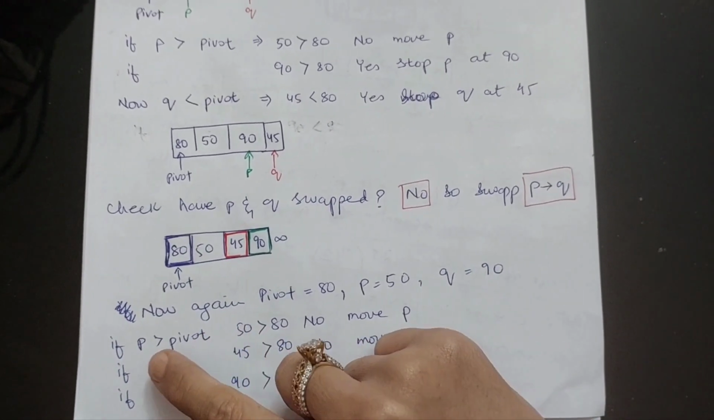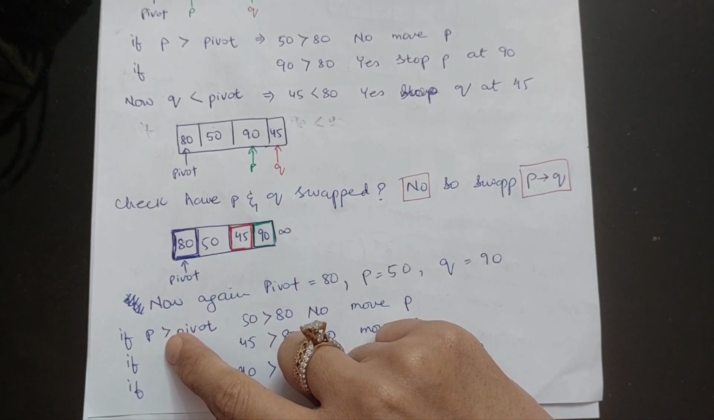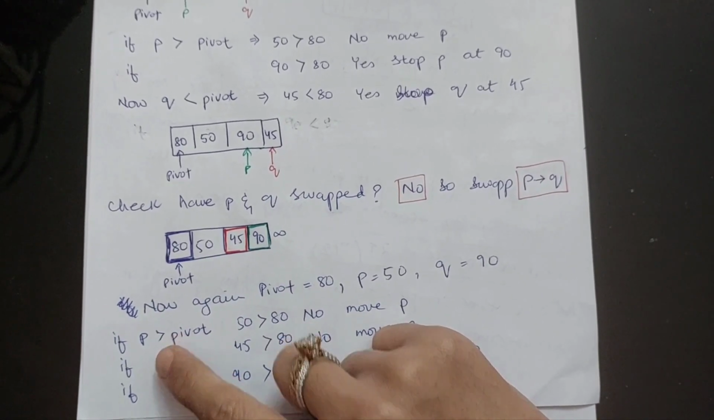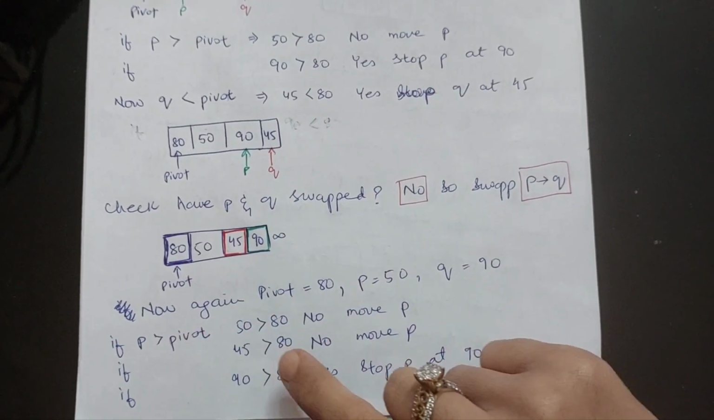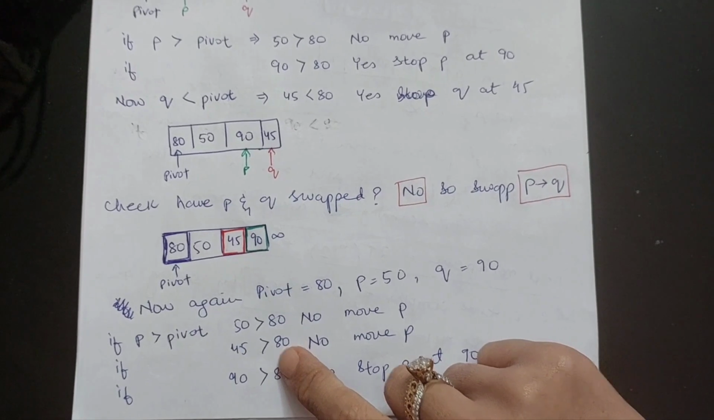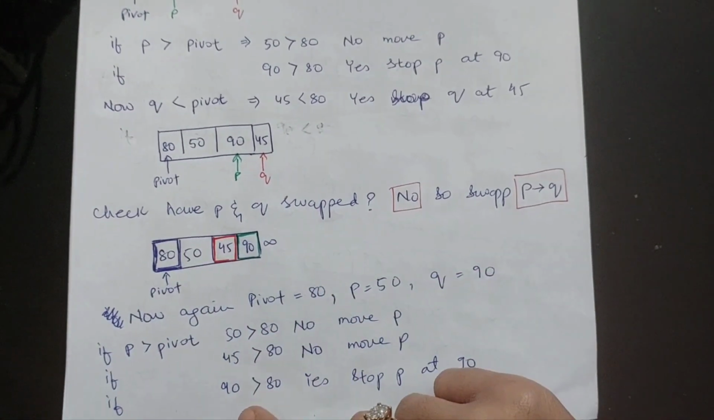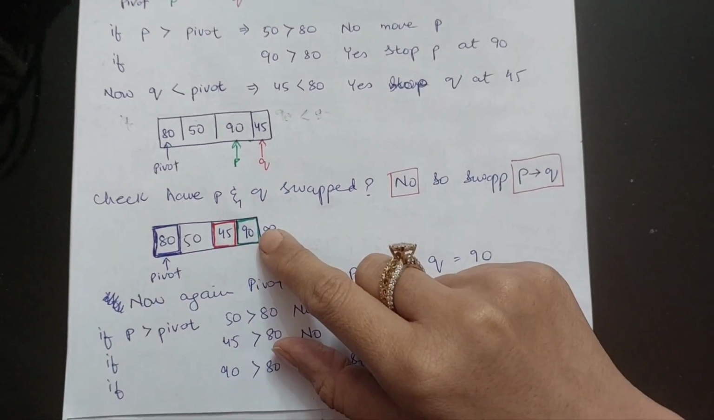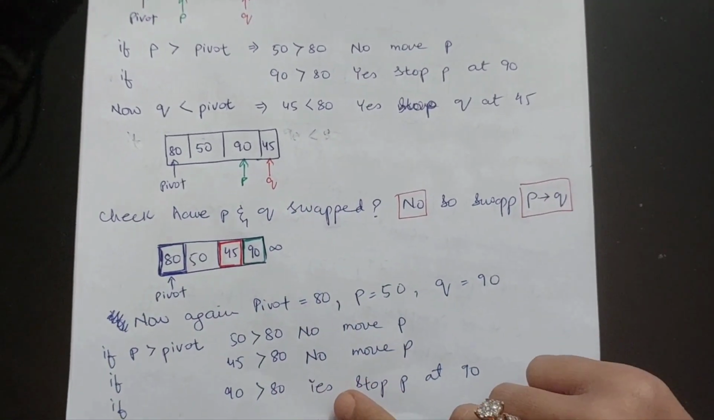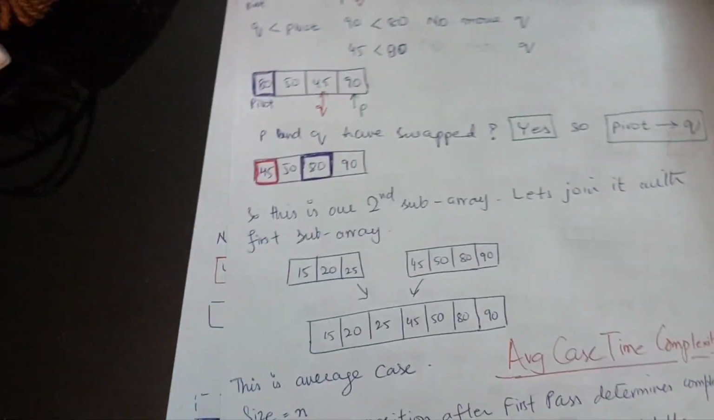Always remember that when you are making comparisons for P, you use the larger than or equal to sign, and when you're making comparisons for Q, then you use the smaller than sign. Okay, so is 45 larger than 80? No. Okay, you can move P to the next location. Is 90 larger than 80? Yes, of course 90 is larger than 80. So we are going to stop P at 90. Thank God, P has stopped somewhere this time. Previously P was going to hit into infinity, right?